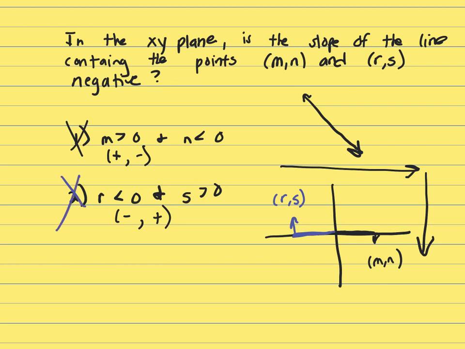But if you put them both together, we know rs is up here. We know mn is down here somewhere. And if you connect your dots, yep, you're going to have a line with a negative slope. So your answer is C. It takes both of them.